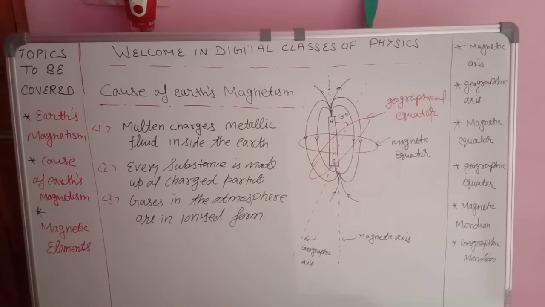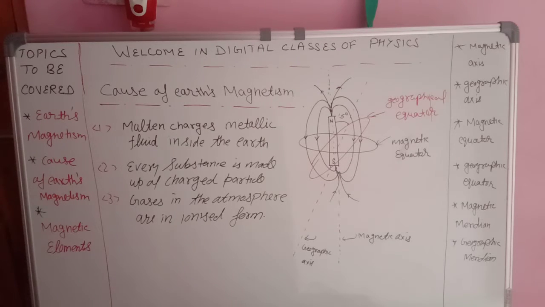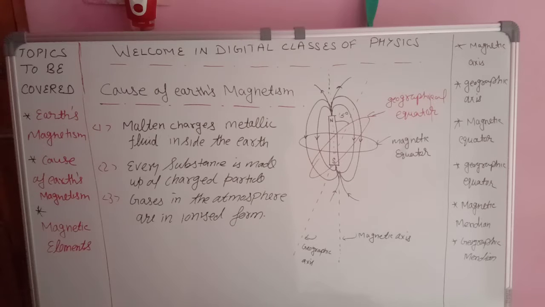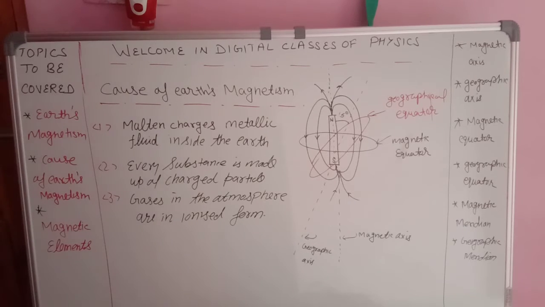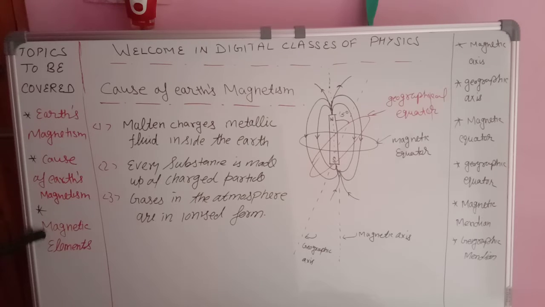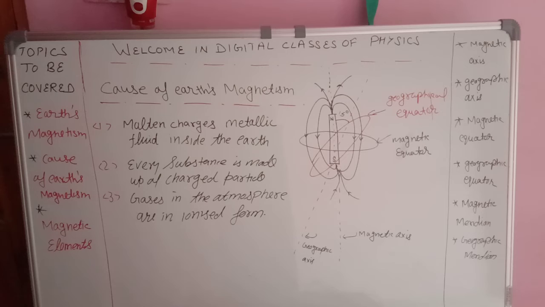Students, in my last lecture I taught you about the magnetic dipole, and the torque and potential energy experienced by a magnetic dipole when it is placed in a uniform magnetic field. Now our chapter number 4 is the magnetism of Earth. The topics to be covered today are Earth's magnetism, the cause of Earth's magnetism, and the elements called magnetic elements. Before proceeding towards the cause of Earth's magnetism, let us understand this diagram, which shows the magnetism of Earth.